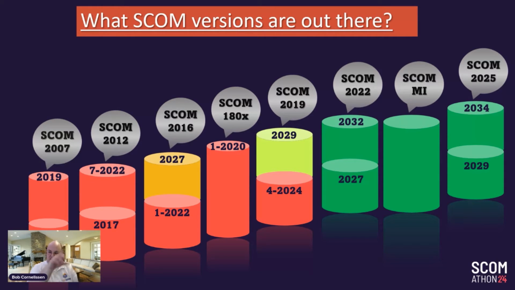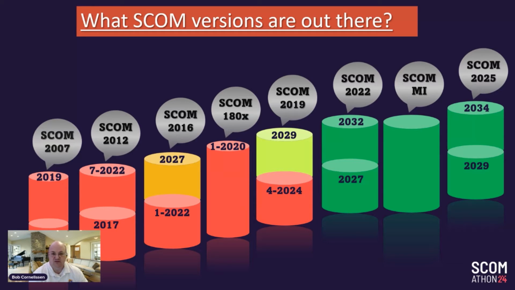So we have a column here, and the column has two halves of it. Sometimes the bottom half is standing for the mainstream support, which is the first 5 years after Microsoft releases a product. And the top half stands for the extended support, and when that one ends, if you have extended support. Now, mostly no update rollups are expected after mainstream support ends, except for certain cases.